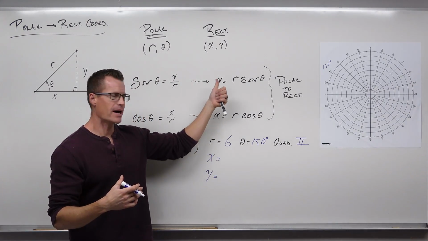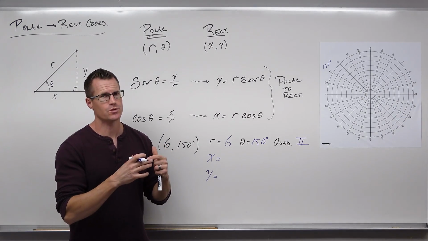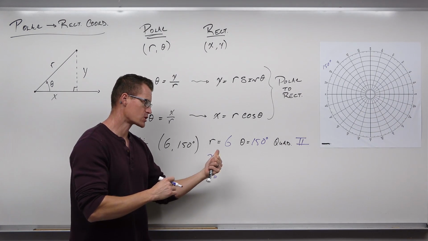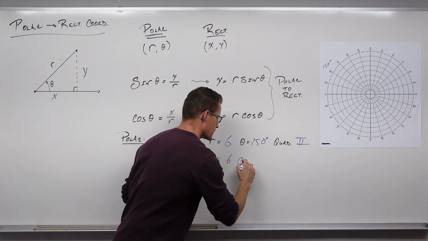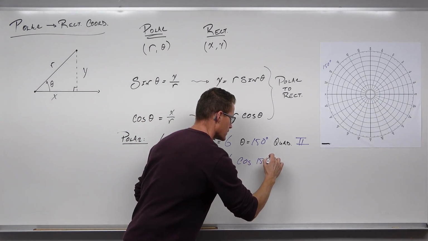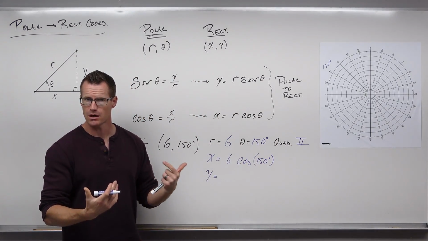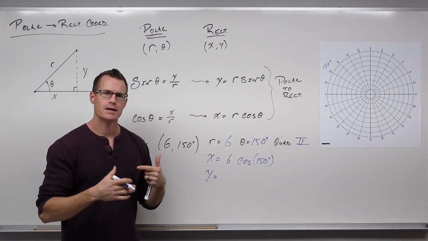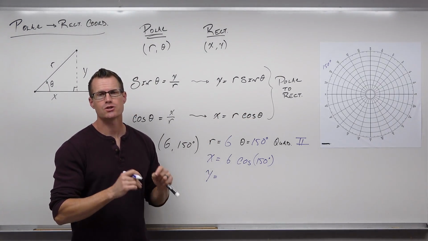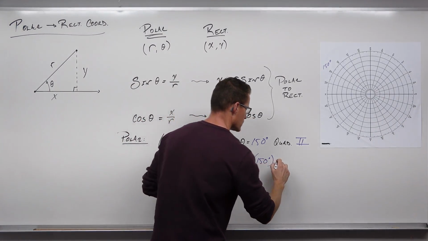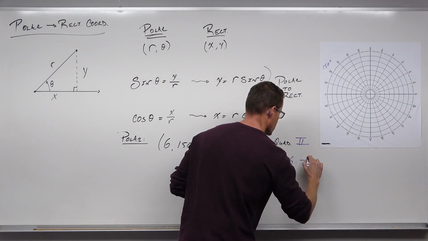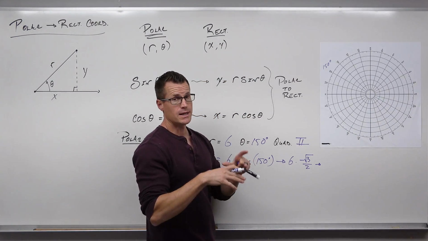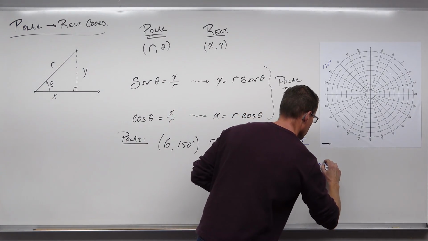After that, it's really a matter of using the right trigonometry for the right point. If x relates to cosine, then use cosine to figure out x. We're just going to take our r of 6 and cosine of our angle, which is 150 degrees. Cosine of 150 degrees, or 5 pi over 6, is negative square root 3 over 2. If we simplify that, we'll get negative 3 square root 3.